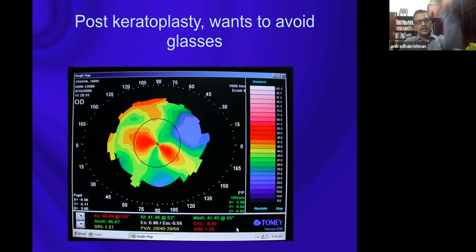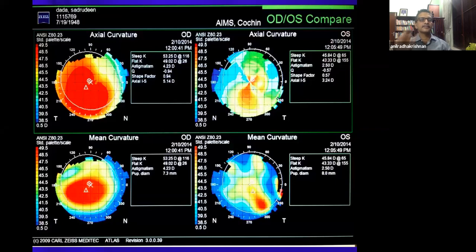This patient has undergone keratoplasty and he has a topography like this. This is 49.89, 41.46, a cylinder of 8.43. What will you do? Will you do refractive surgery? No. So first thing, if it's a post-keratoplasty, you have to see whether sutures are present or not. So you do a suture removal and address it.